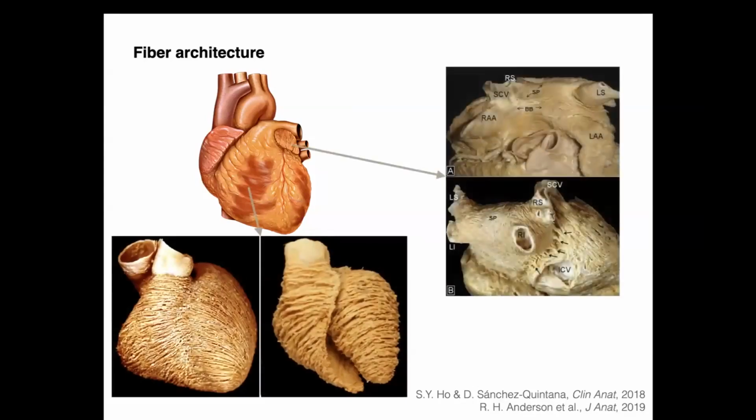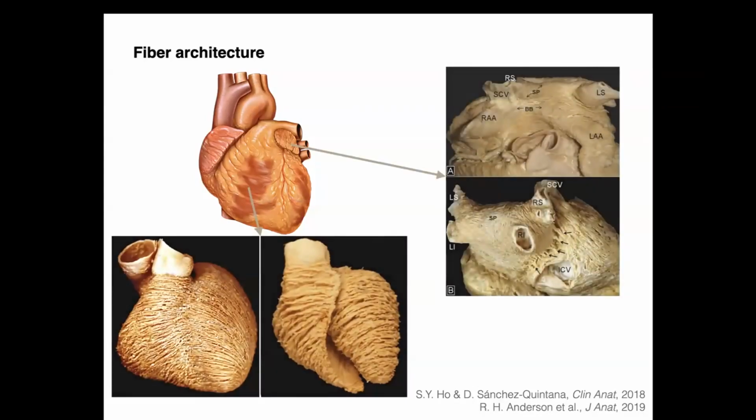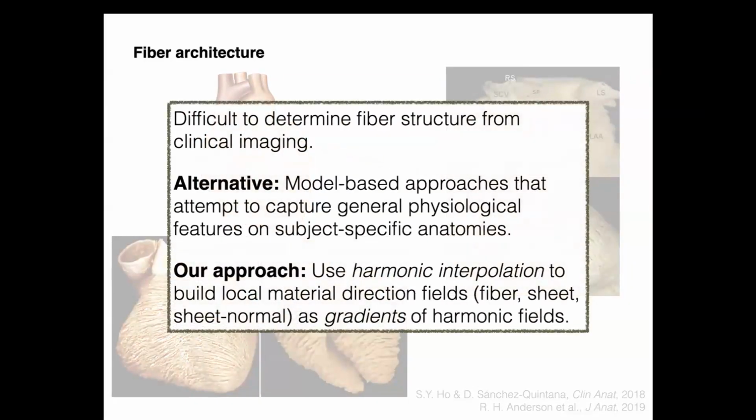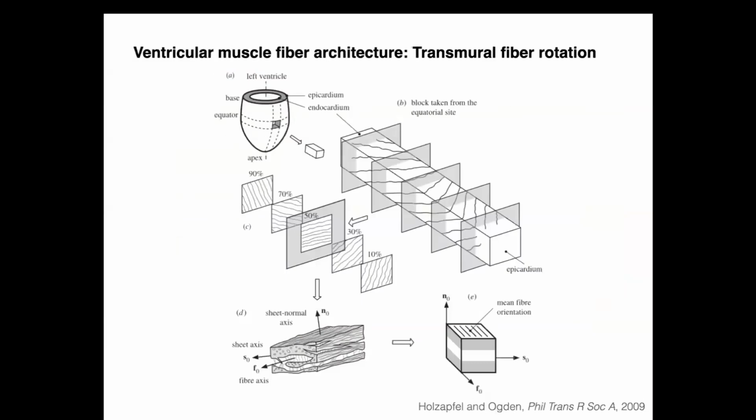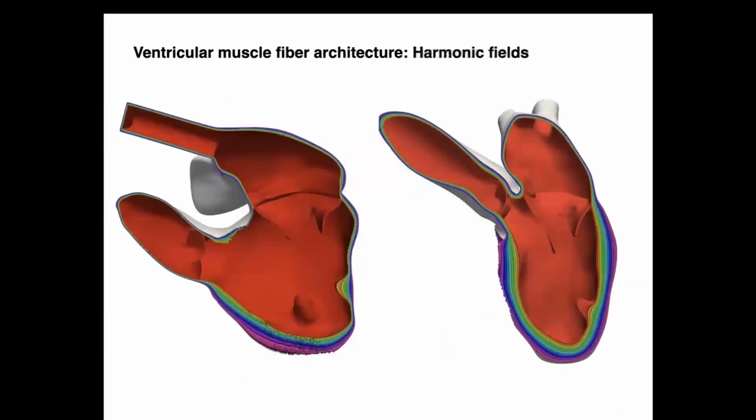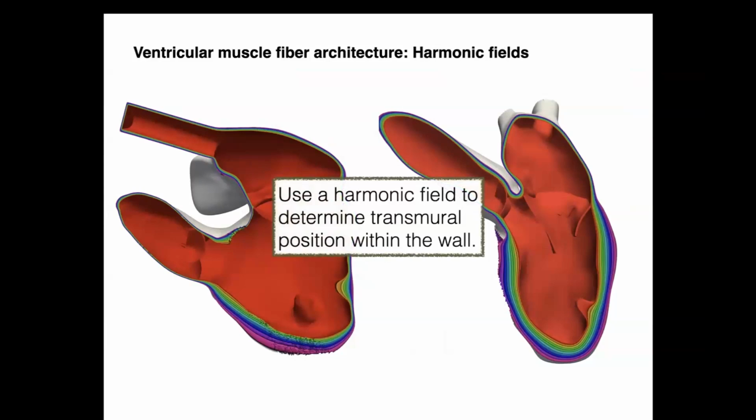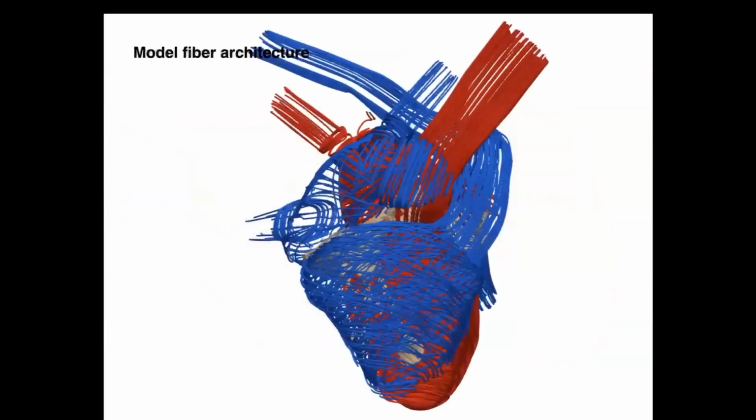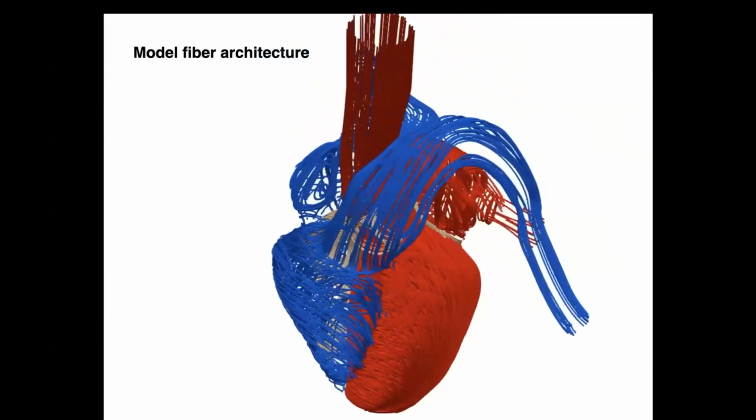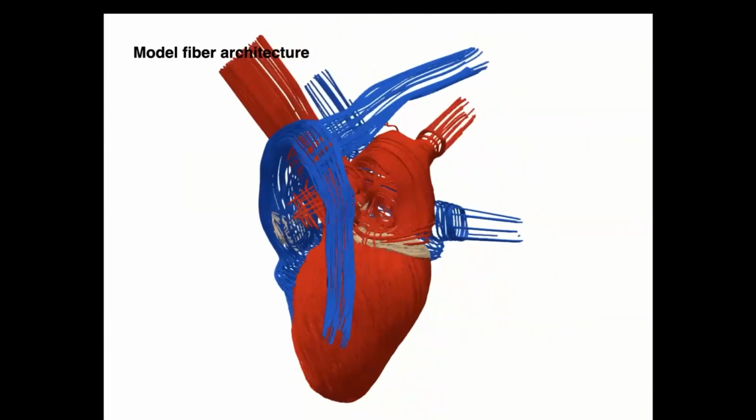We have to model the fiber architecture of the heart somehow or another. And the approach that we use is something called harmonic interpolation, where you sort of map out the depth of the tissue as you go across the wall, so that you can capture transmural fiber rotation. You get these kinds of nice harmonic fields that you can use to build up fiber models. This is a visualization of the fiber structure for this thing.